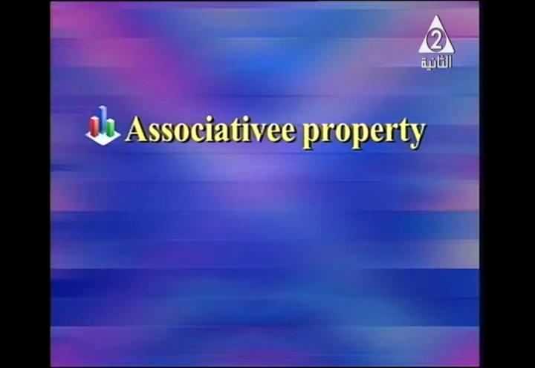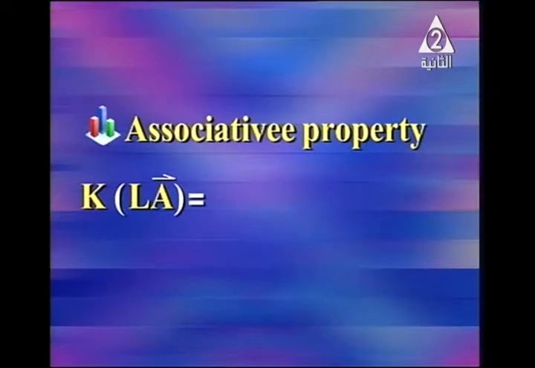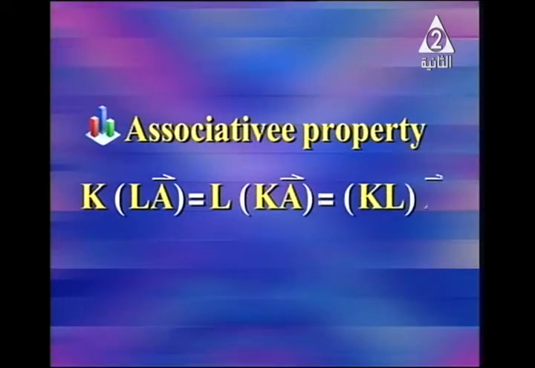Now we move to associative property. What do you mean by associative property? K times L times A vector equals what? L times K times A vector equals what? KL multiply A vector. If we have vector A and two real numbers, we find K times L times A vector, or L times K times A vector, or multiply by the two real numbers. After that, multiply the vector A.